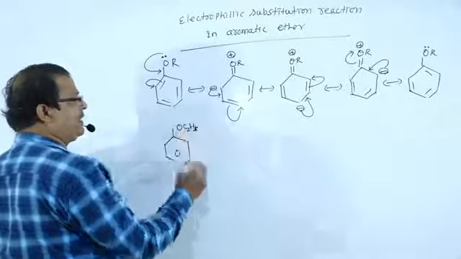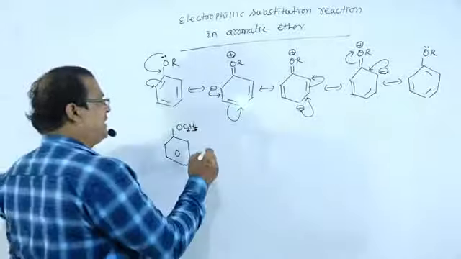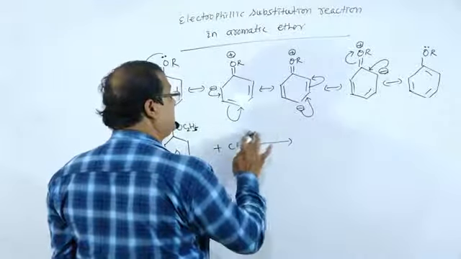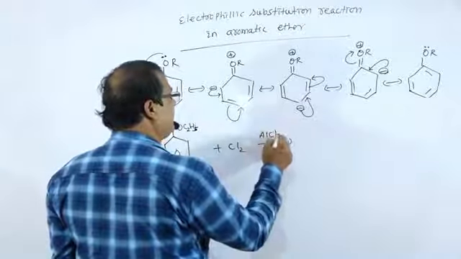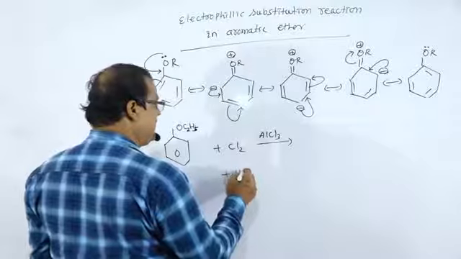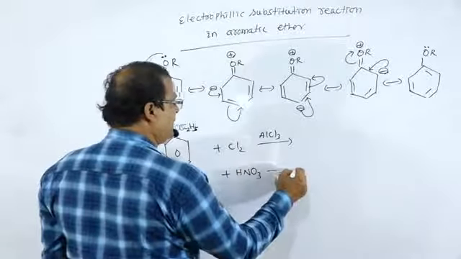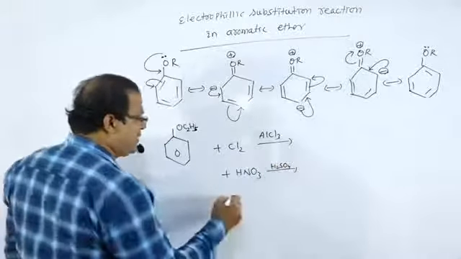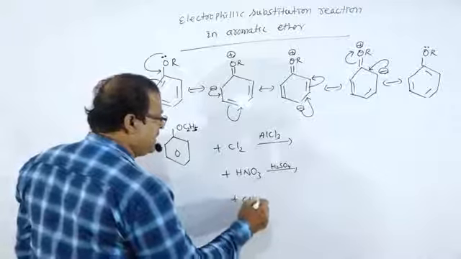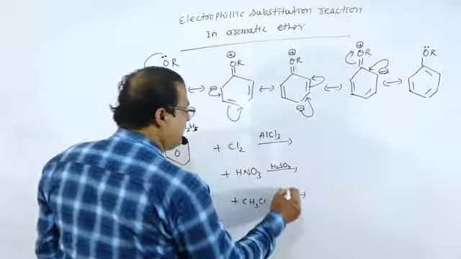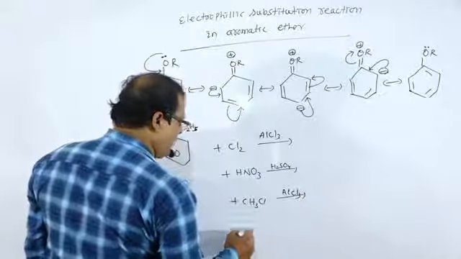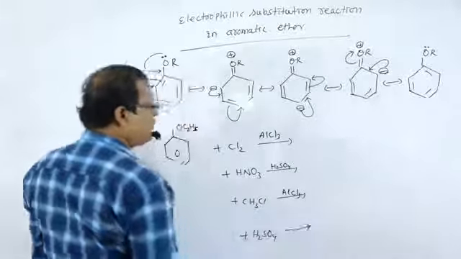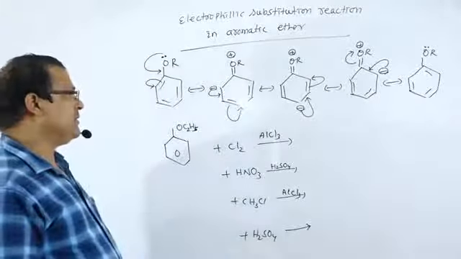any alkyl group that you can take, treated with chlorine in the presence of sunlight, that is in the presence of AlCl3, or treated with nitric acid in the presence of concentrated H2SO4, or treated with CH3Cl in the presence of AlCl3, or treated with concentrated sulfuric acid H2SO4, what will happen?